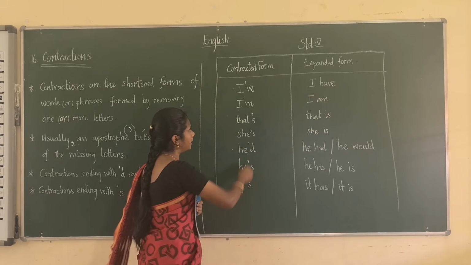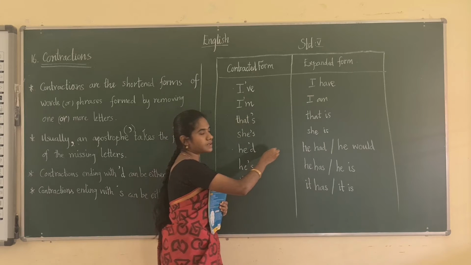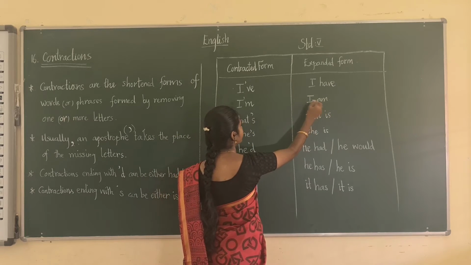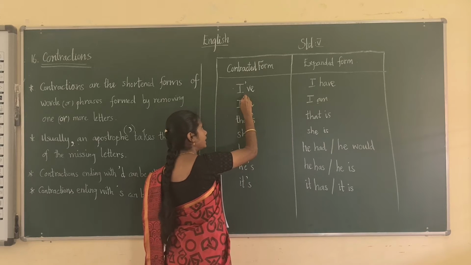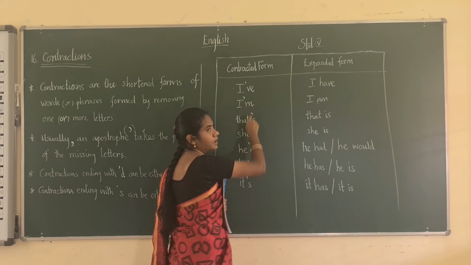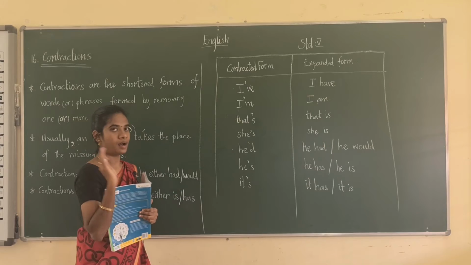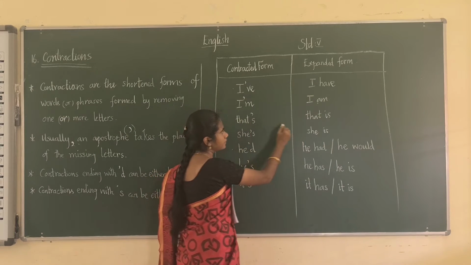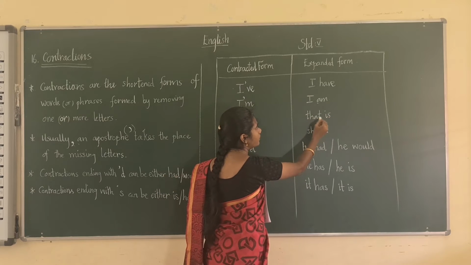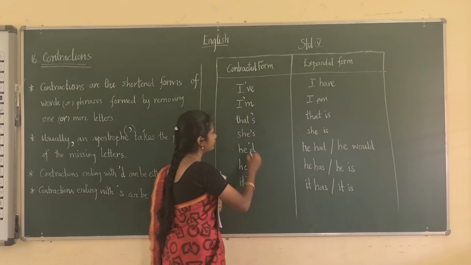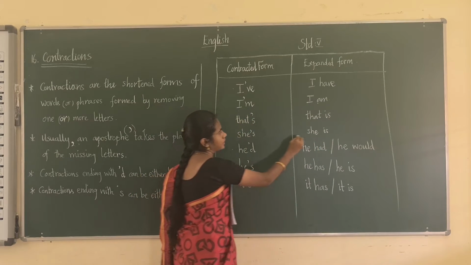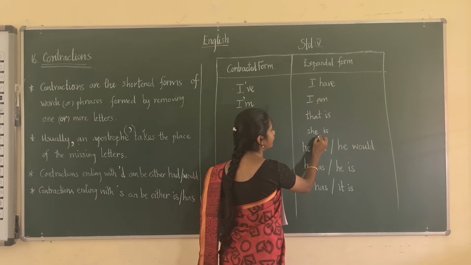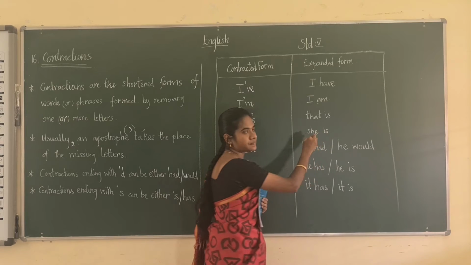See the next example, I'm. The expanded form is I am. Here what letter is missing? The A is missing, so we have to put an apostrophe here: I, apostrophe, m. For the missing letter you have to put an apostrophe. See the next example, that's. The expanded form is that is. Next, she's. The expanded form is she is.